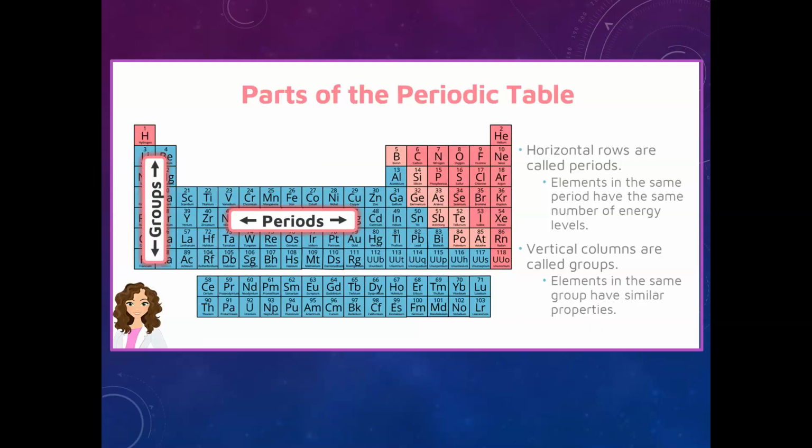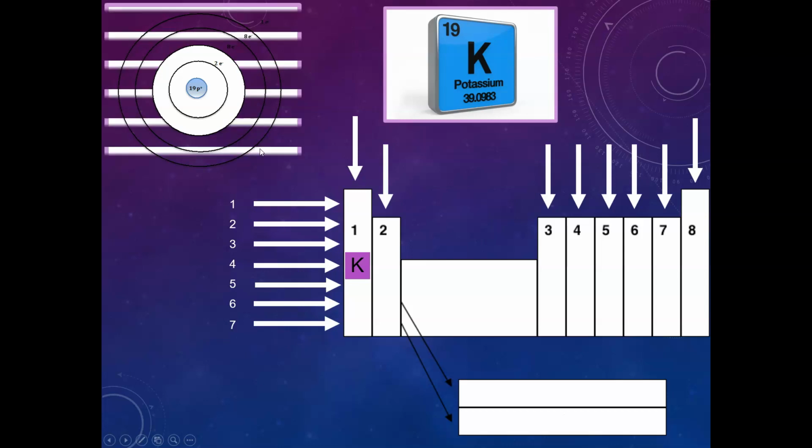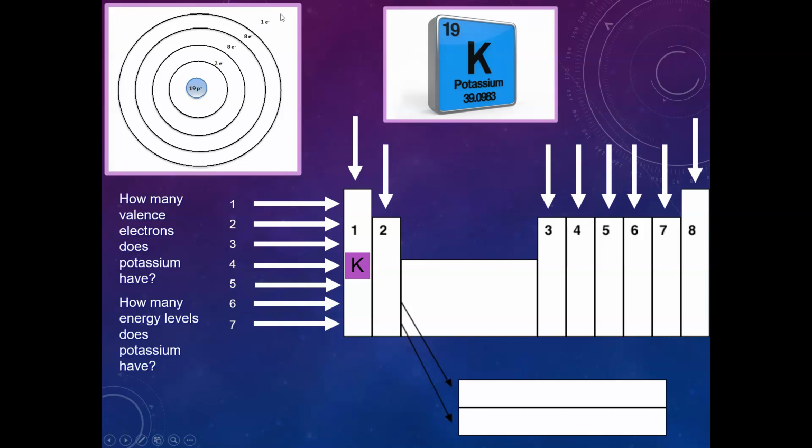So elements in the same period are going to have the same number of energy levels. Elements in the same group are going to have the same number of electrons in their outermost. So if I was going to look at an element like potassium, knowing that it is in the first group tells me that there is 1 electron in their outermost shell. Knowing that it is in the 4th period tells me that there are 1, 2, 3, 4 levels. So we know 1 valence electron and 4 energy levels.